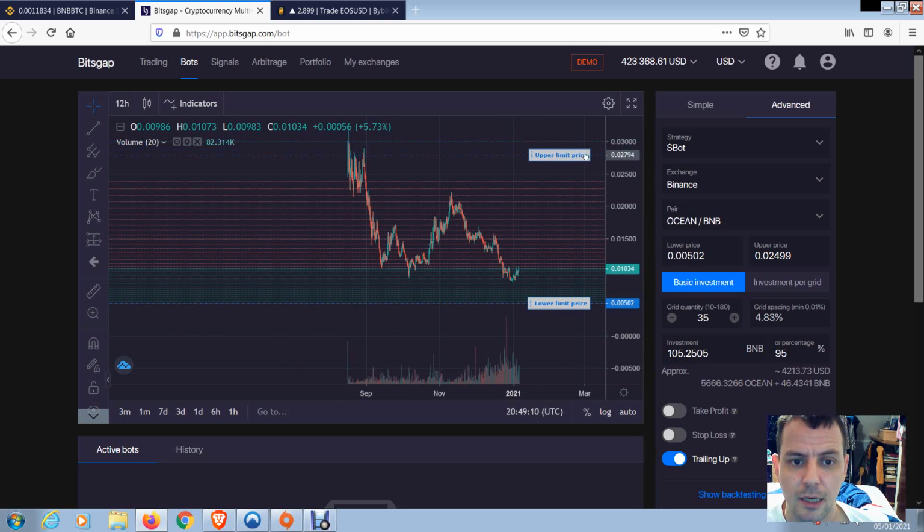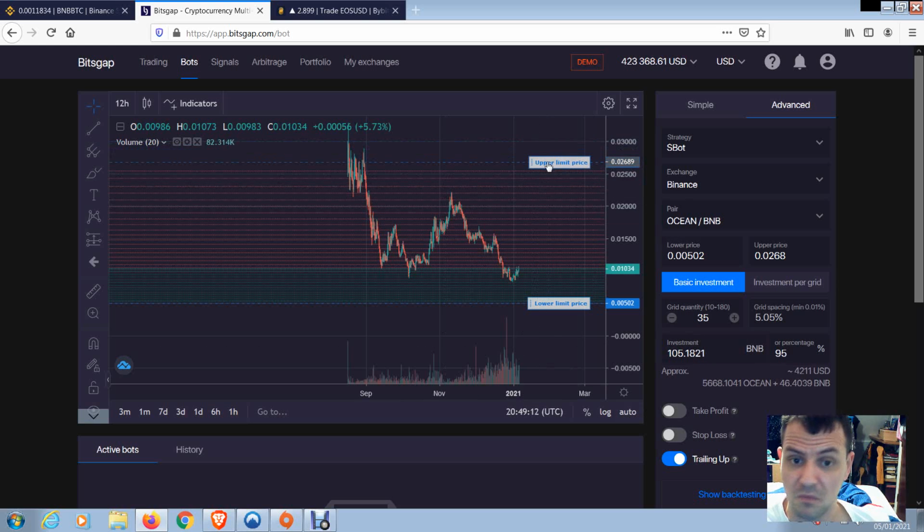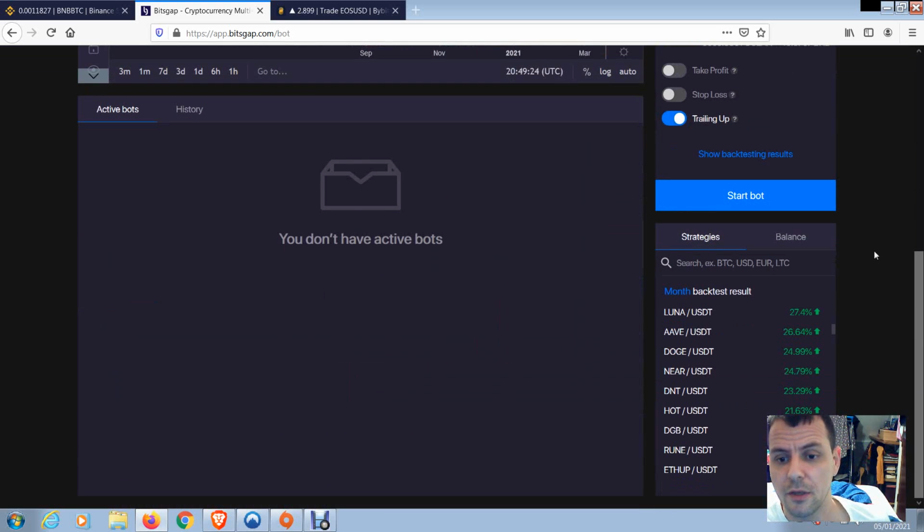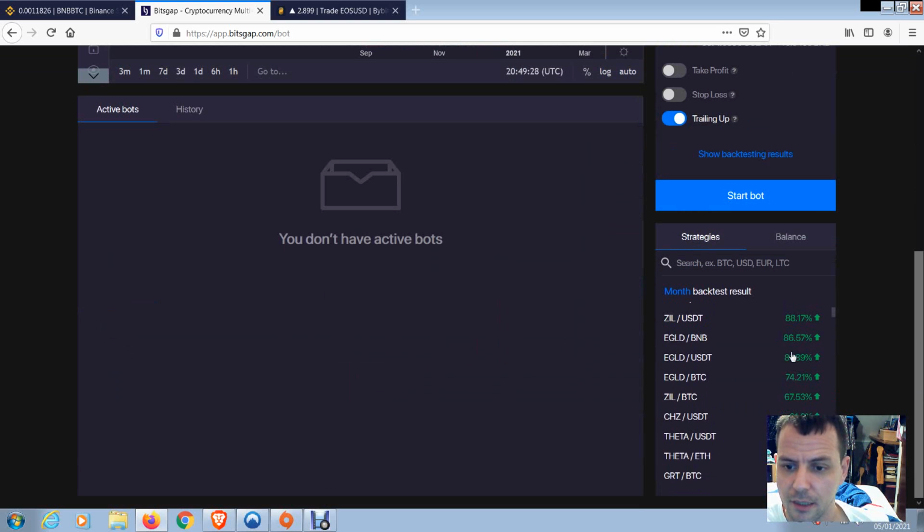Like I say, the upper limit doesn't need to be that high. You can have trailing up and it'll go up. The lower limit is I suppose the more important one. So I hope that makes sense to you. So this would be a good one. But one thing you can do is you can have a look at the monthly back-tested results. Okay, so these are the back-tested.